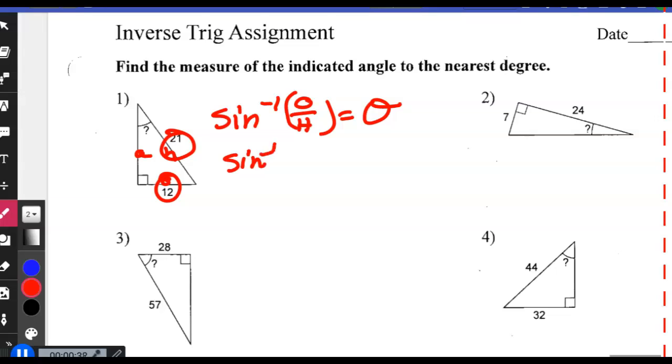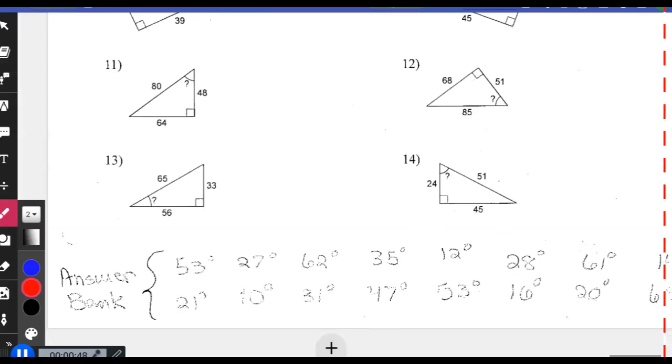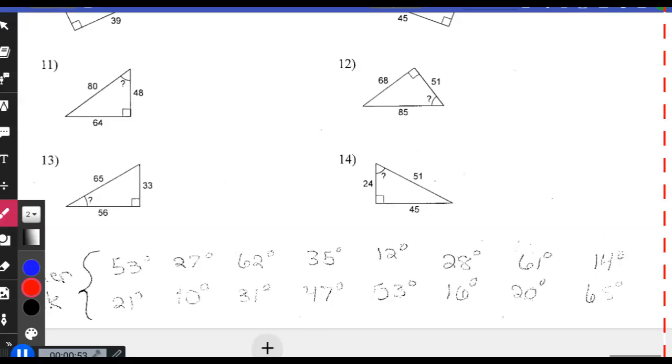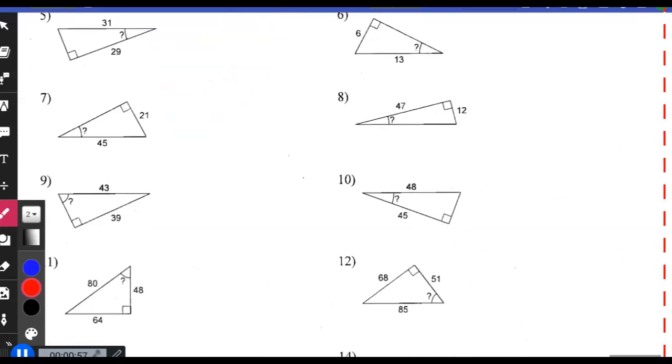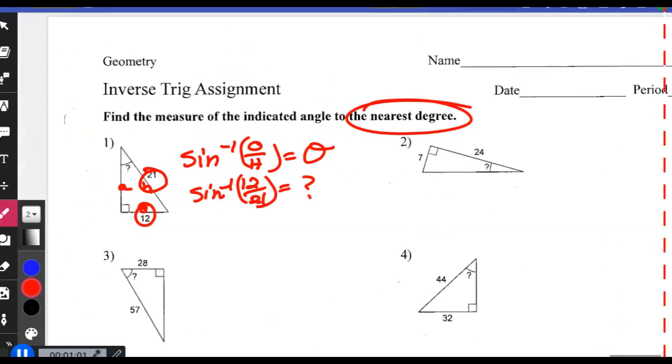So the inverse sine of 12 over 21, type that into your calculator, and you're going to get your question mark. Now, look below. It should be one of those numbers there. If you are getting an answer that is not one of the numbers at the bottom, you've done something incorrect. And the directions say round to the nearest degree, so that should help you there. If you have any questions, bring them to the meet at the last 10 minutes of class.